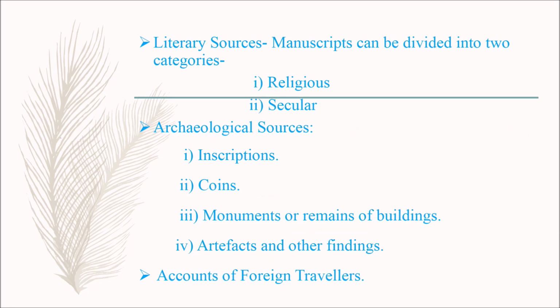First, we have literary sources. Manuscripts can be divided into 2 categories, religious and secular. Next, we have archaeological sources. Under this, we have inscriptions, coins, monuments or remains of buildings, artifacts and other findings. Then finally, we have accounts of foreign travelers.